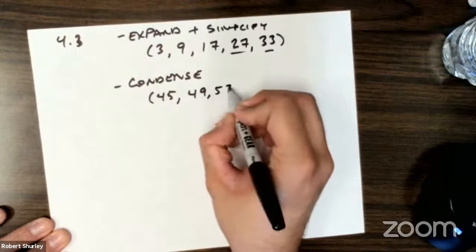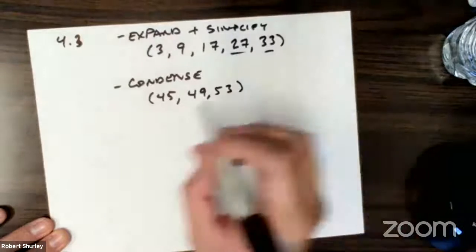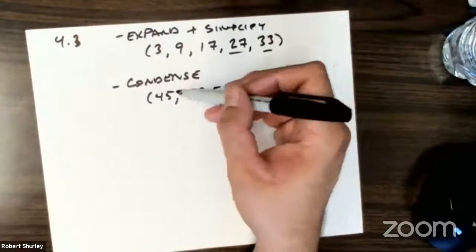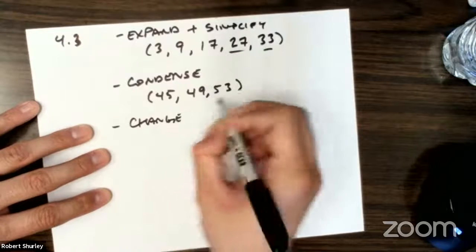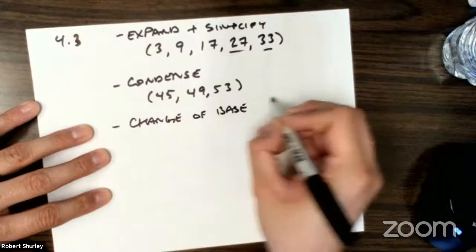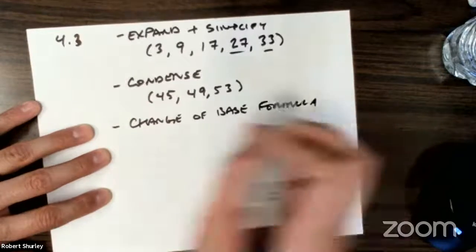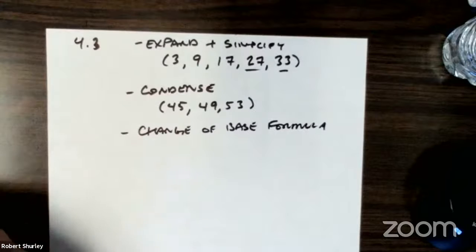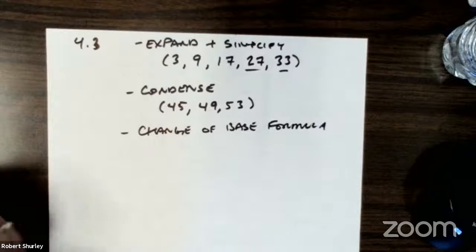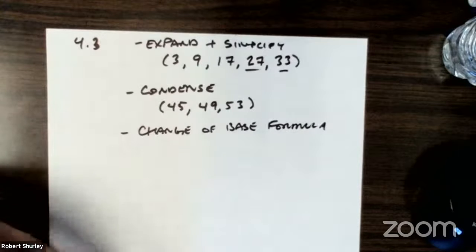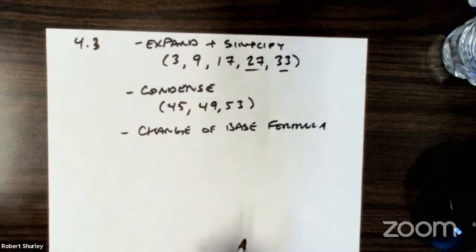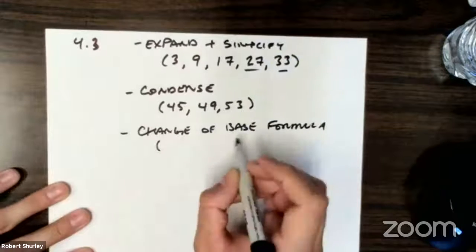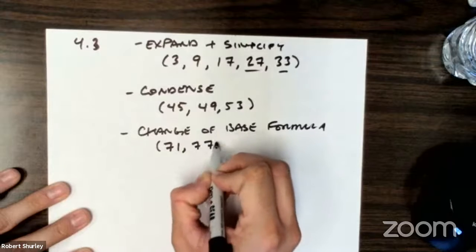Yeah, those are good questions. So expand and simplify, condense, and then the change of base formula. On the test, it's going to say something like, use common logarithms to simplify, find an approximation of the logarithm. And what that's saying is use the change of base formula, where if we've got log base 5 of 13, you've got to do ln 13 over ln 5. And the questions are like 71 and 77.